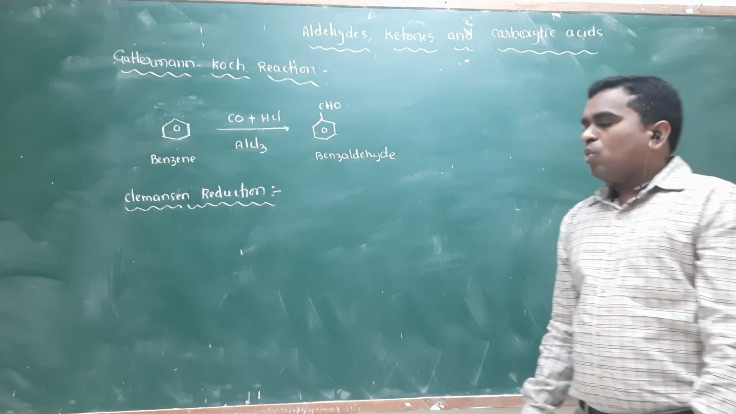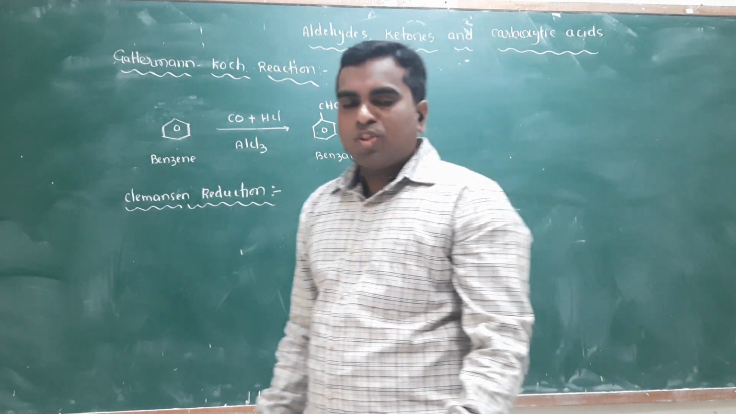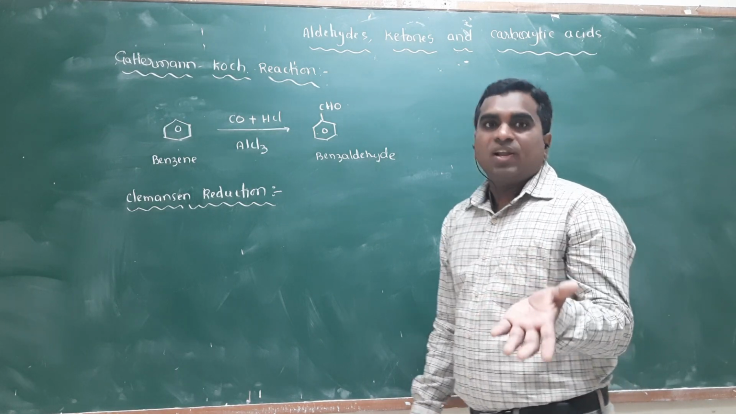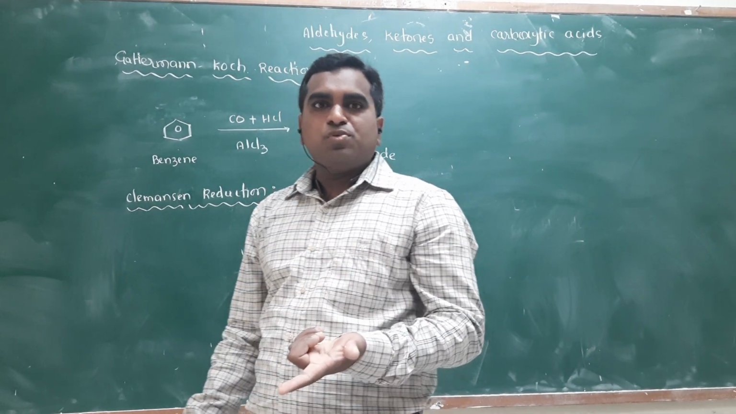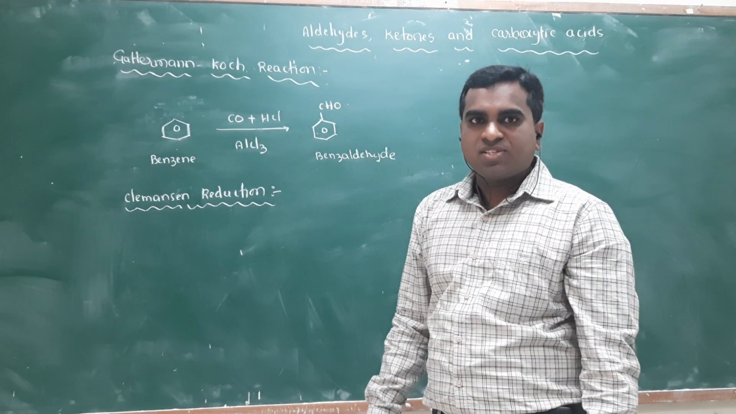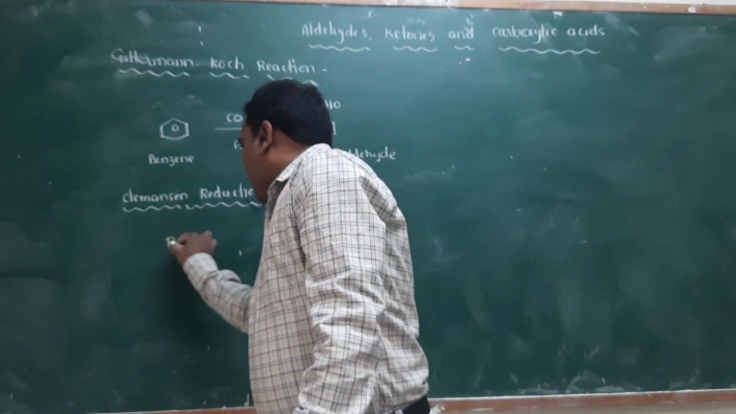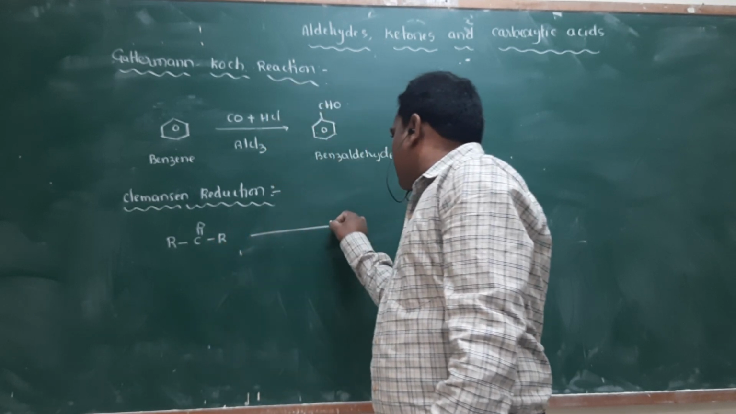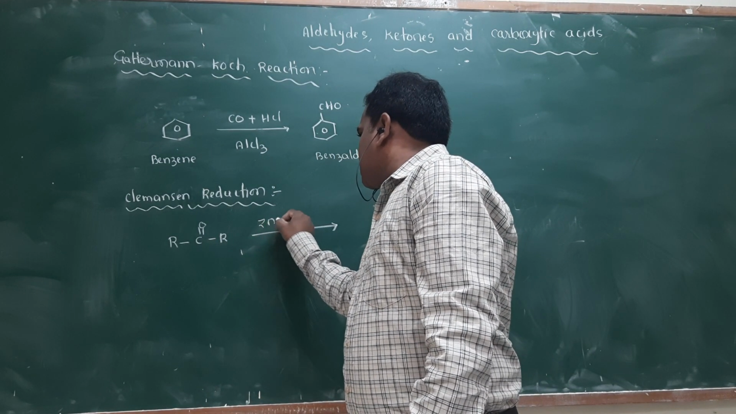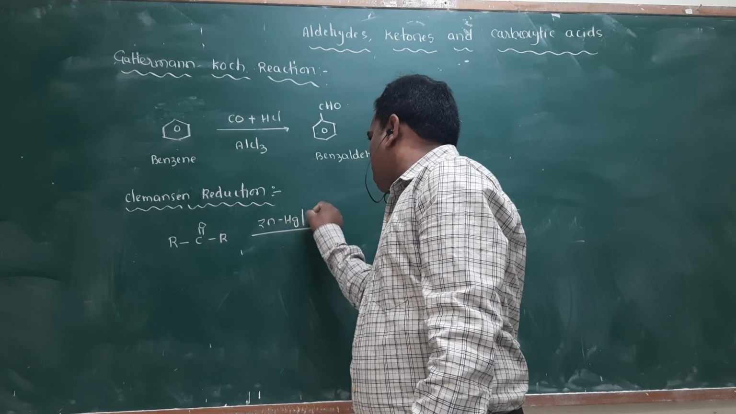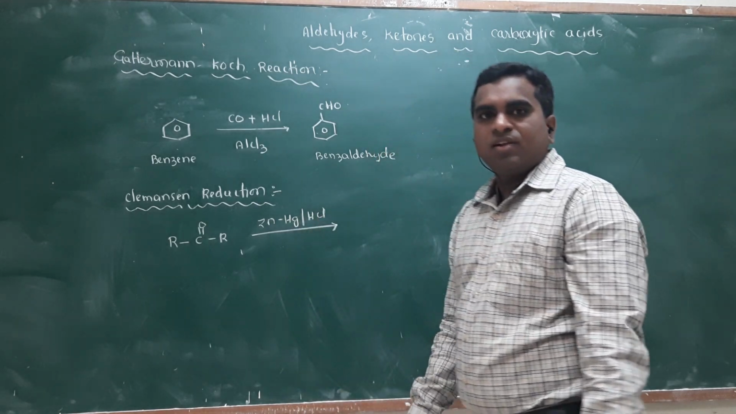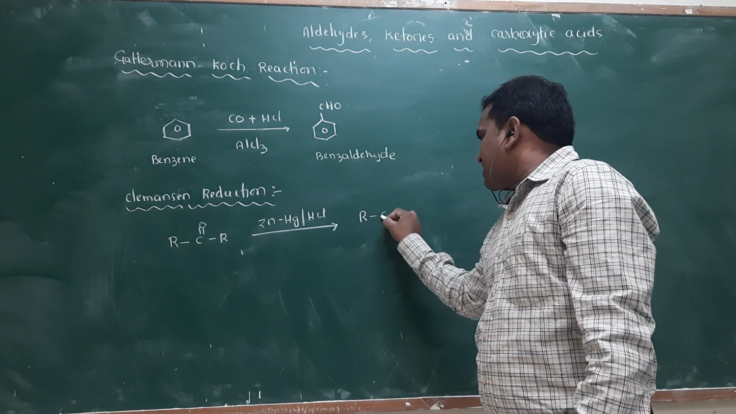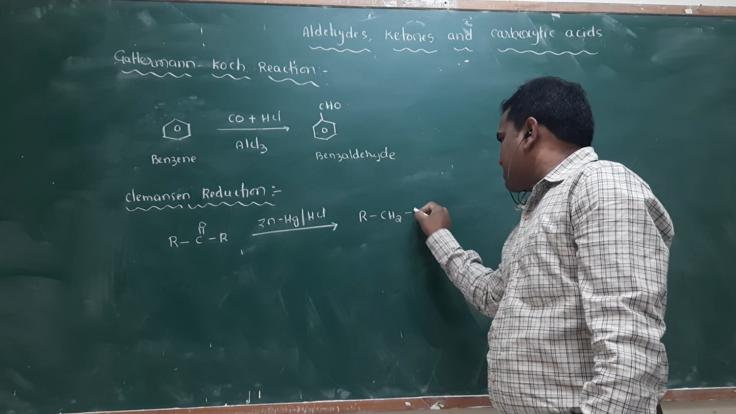Clemmensen reaction. What is this Clemmensen reaction? You know the aldehydes and the ketones. If you reduce the aldehydes, you will get alcohol. But if you use a strong reducing agent, they are converted to alkanes. So here aldehydes or ketones undergo reduction in presence of zinc amalgam and concentrated HCl. Then these ketones or aldehydes are converted into alkanes.